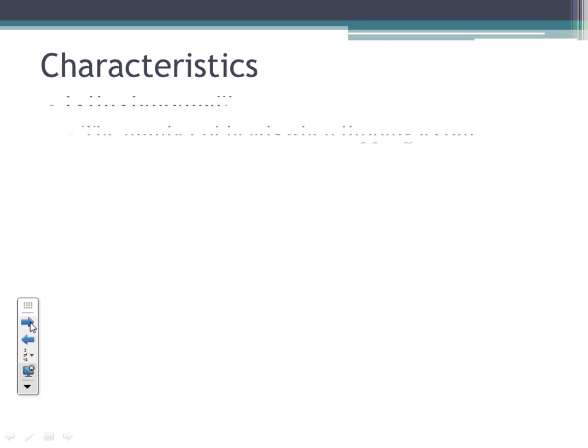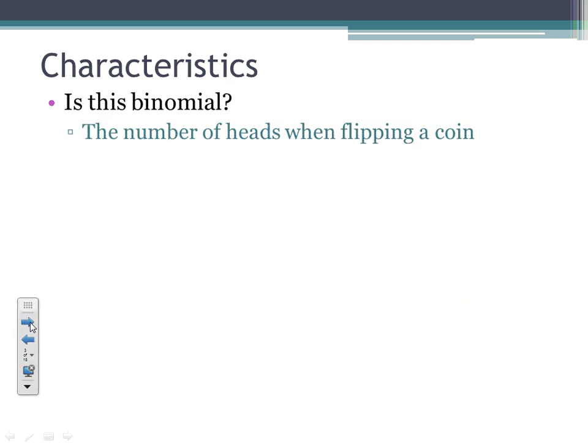So first one, question: is this binomial? The number of heads when flipping a coin. Feel free to pause it and think about that for a moment. Now, a lot of you may think that, yes, this is binomial. There's only two outcomes, heads or tails.